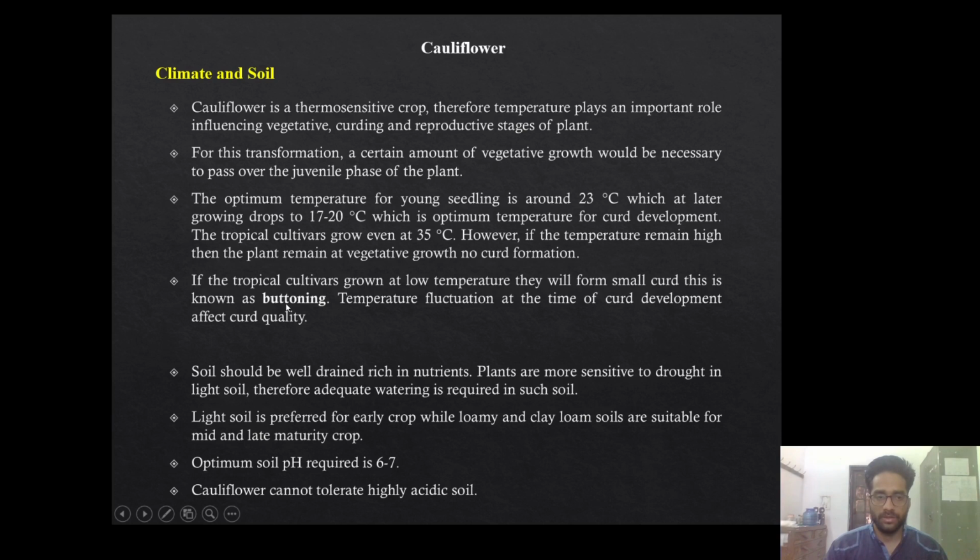If a tropical cultivar is grown at low temperature, it will form small curds. This is known as buttoning. Temperature fluctuation at the time of curd development affects the quality of the curd. In case of soil for cauliflower cultivation, the soil should be well drained and rich in nutrients. Plants are more sensitive to drought in light soil, therefore adequate watering is required in light soil. The optimum pH required for cauliflower cultivation is 6 to 7. Cauliflower cannot tolerate acidic soil.